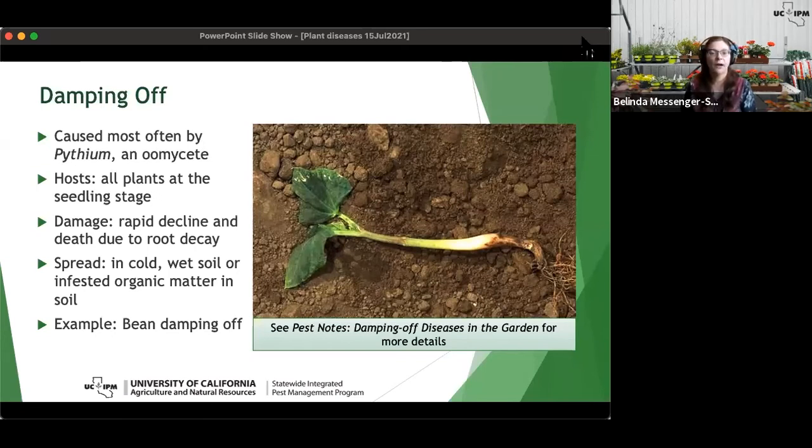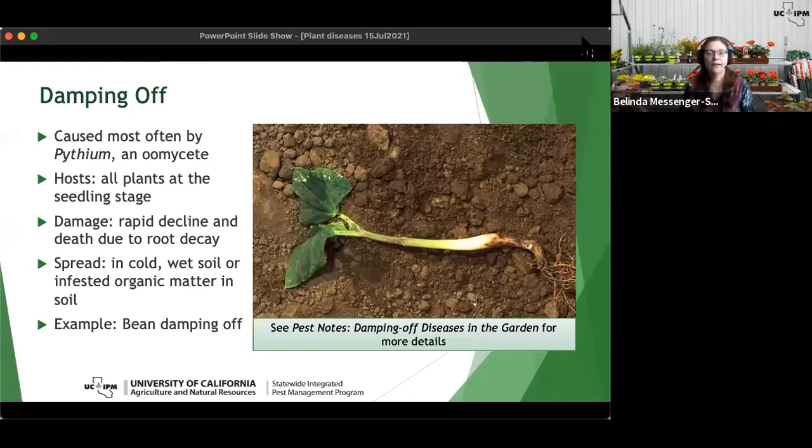There are some other species of fungi and oomycetes that cause damping off, such as Fusarium, Rhizoctonia, and Phytophthora. But as I said, Pythium is most often the cause here. The picture of this bean seedling shows a characteristic brown rot at the base of the plant. It causes this rapid decay and the plant will flop over if it even emerges to begin with.